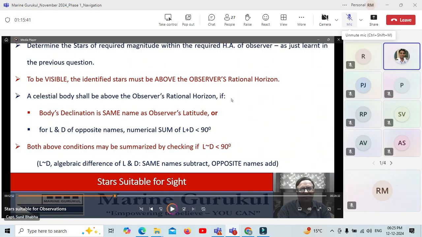Okay, beta. Now this is the important thing to note, beta, in these questions. To find whether a body will be above the horizon or not, you have to find the L difference D. If the L difference D is less than 90, the body will be above the horizon and it will be visible to you. If the L difference D is not less than 90, it has gone greater than 90, the body will not be visible. Clear, beta?